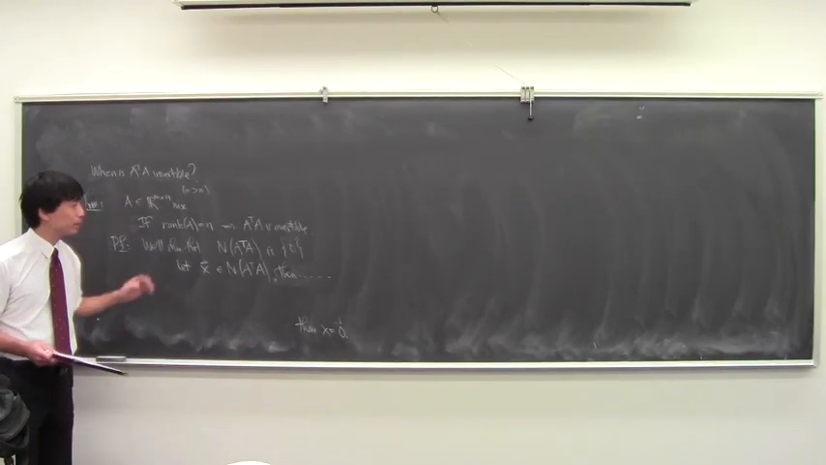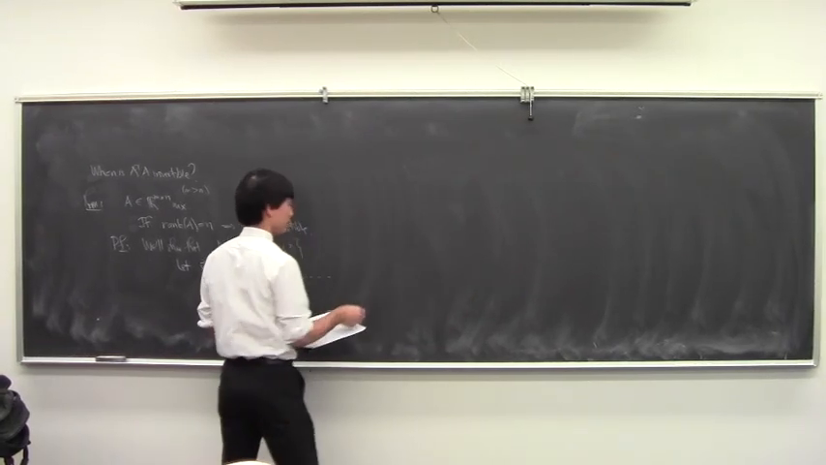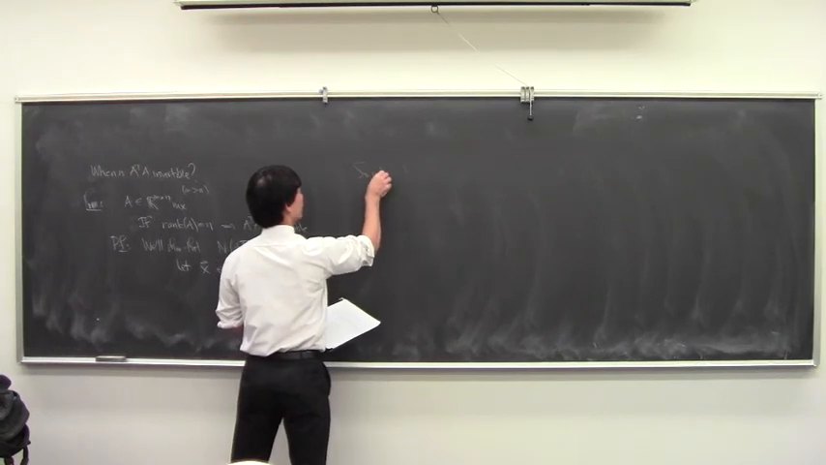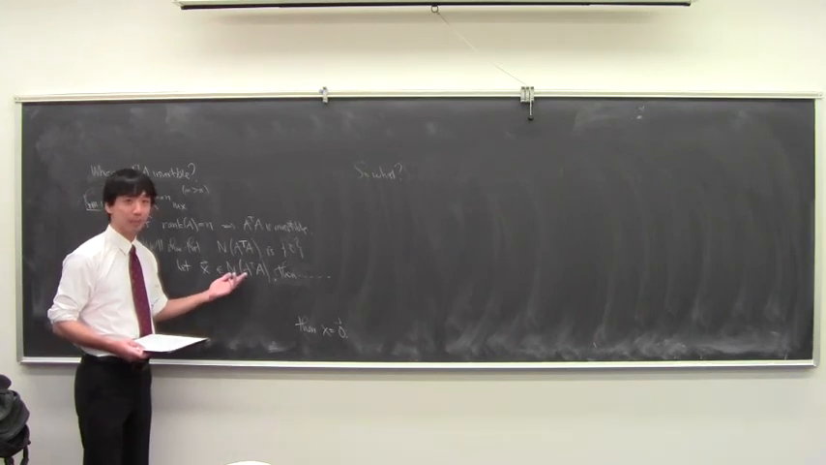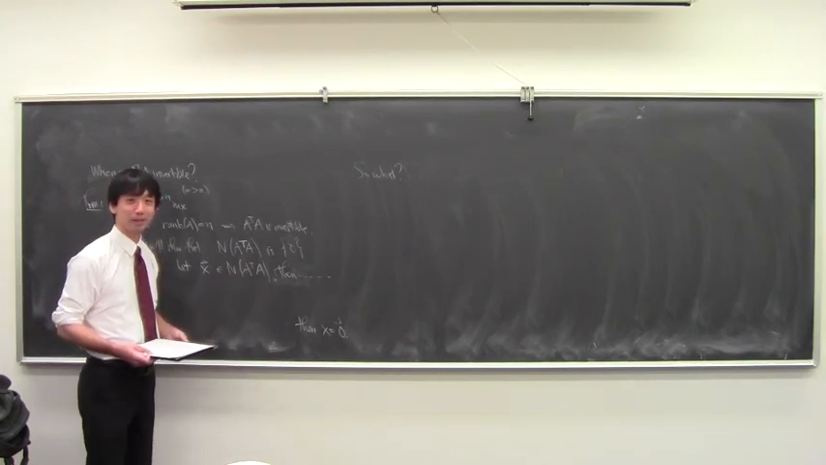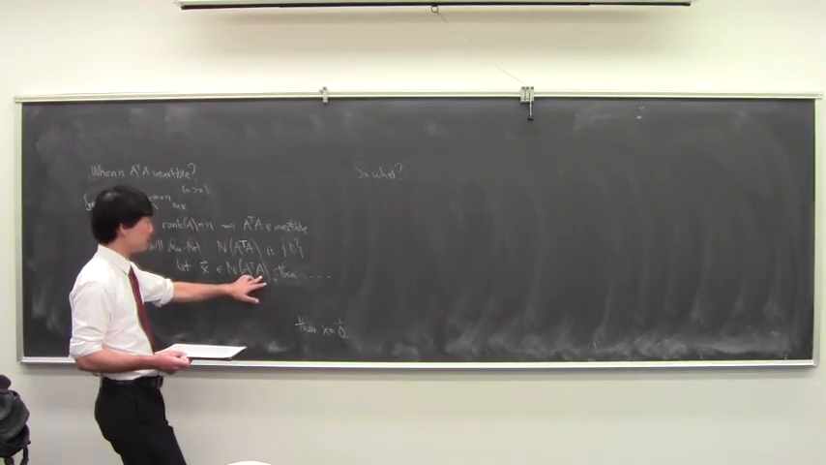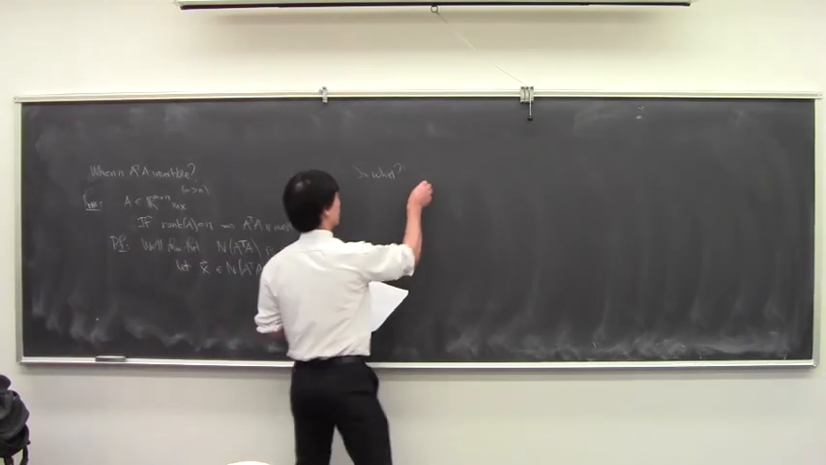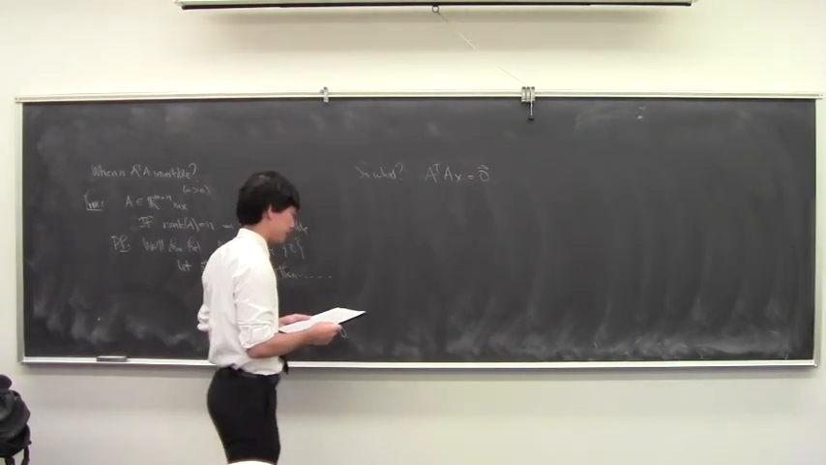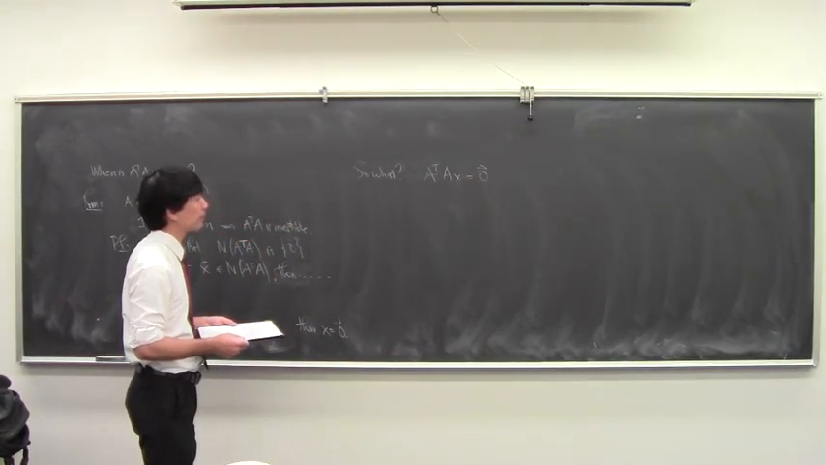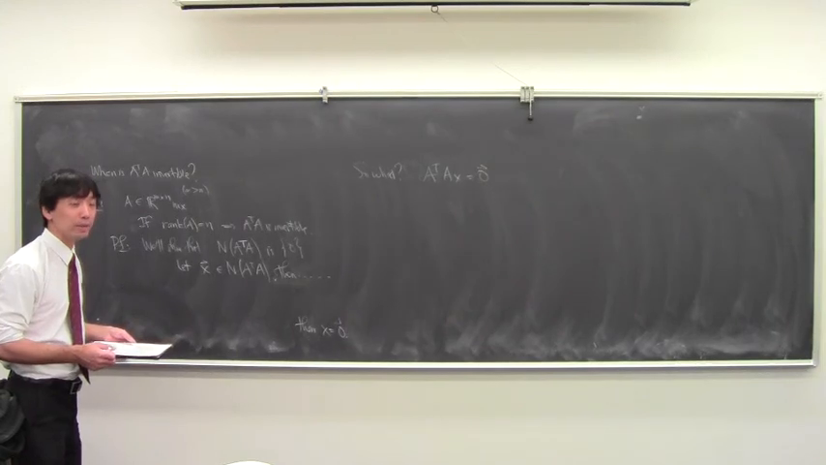What can you say? Right. X is in the null space of A transpose A. Right? So what? Well, first off, we can say, what does that mean, right? Being in the null space means what? Not that AX equals 0, but that A transpose A X equals 0, right? That A transpose A X equals 0. Okay. Can anyone say anything from here?